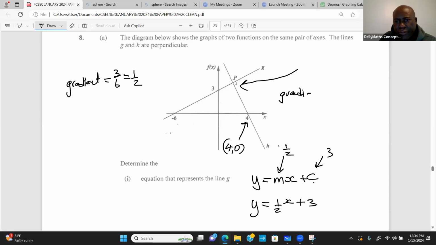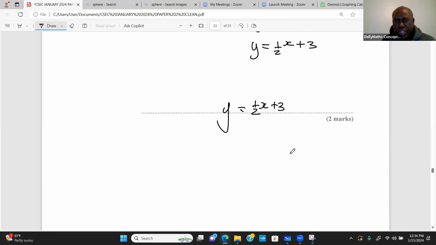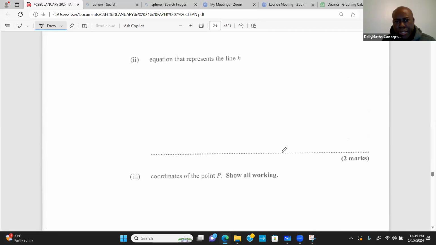So the gradient of h is going to equal 2 over 1, and it's going to be negative, so we could just say -2. Because we reciprocate the gradient of the line it is perpendicular to and change the sign. So now I have a gradient and a point. I'm going to take m, which is -2, and the point (4, 0), and put it in the format.